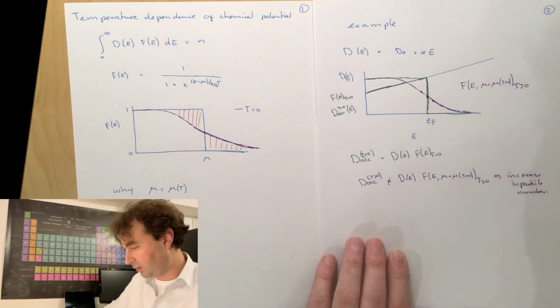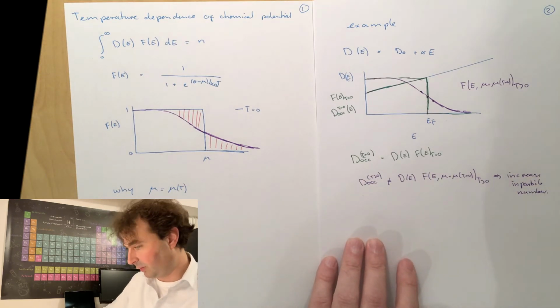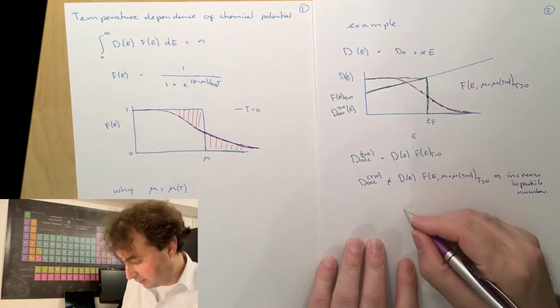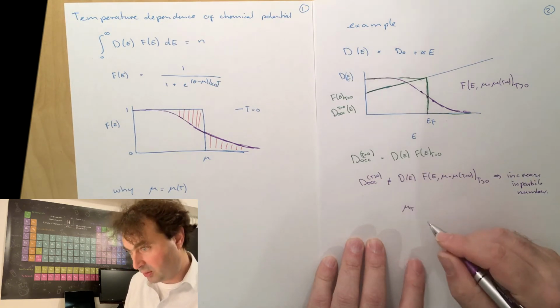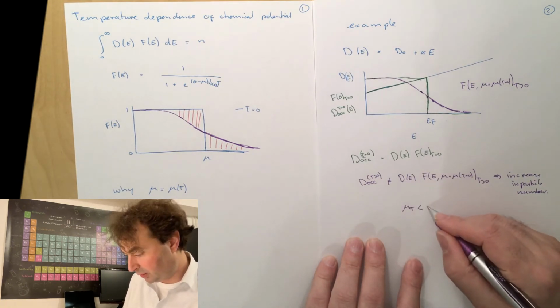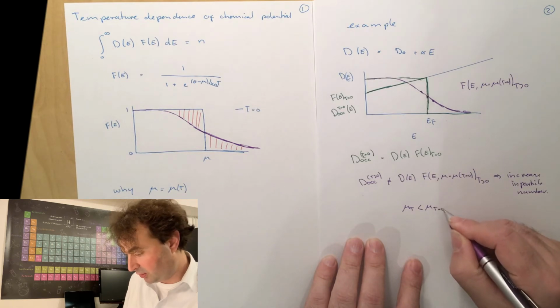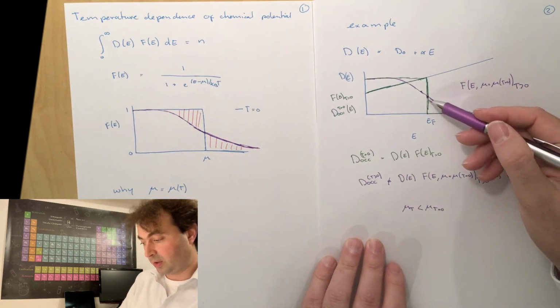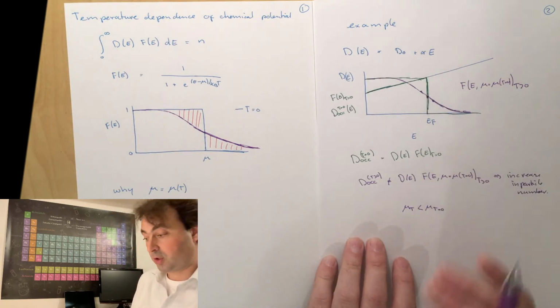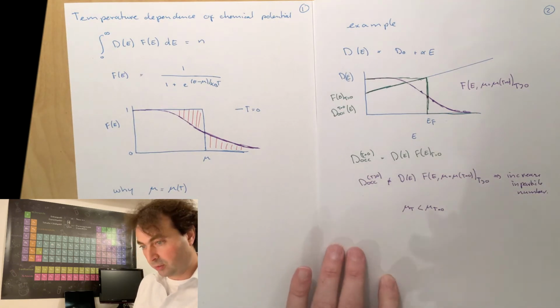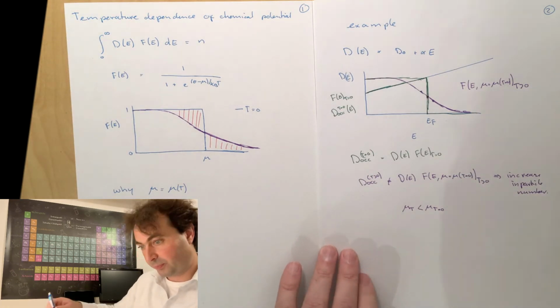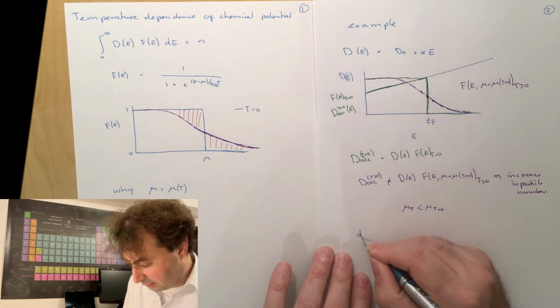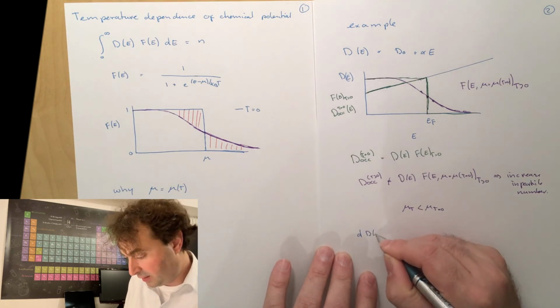Well, and that is not allowed, so what we need to have is that the chemical potential at finite temperature is smaller than the chemical potential at 0 temperature, such that the Fermi-Dirac distribution shifts slightly to the left and the total number of particles is conserved.